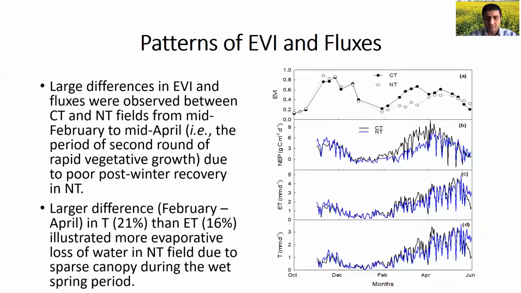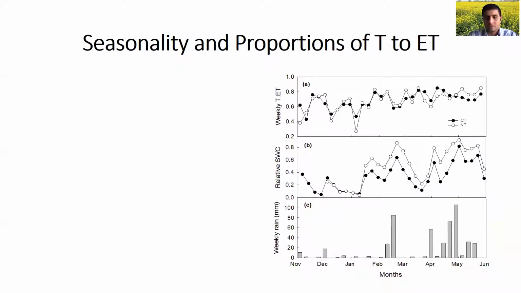Large differences during the February-April period, large differences in transpiration and ET, illustrated more evaporative loss of water in the no-till field due to sparse canopy during the wet spring period. Seasonality and proportion of T and ET ratios.